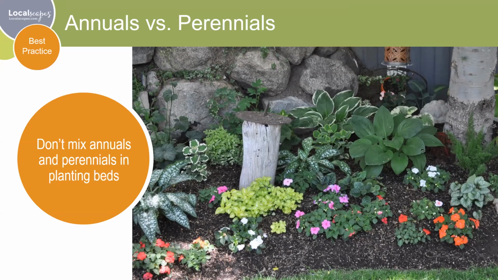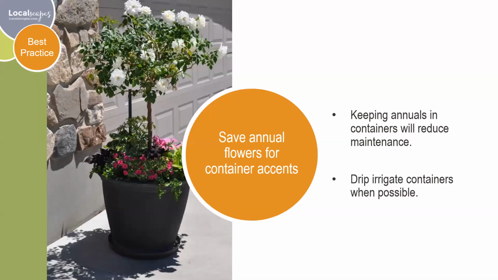And so it's best not to put your annuals mixed into your perennials in planting beds, and to put them in containers instead, so that they can get the amount of water that they need. And then you can even run drip irrigation to those containers so that you can control that water more easily. Putting them in containers also helps to reduce the maintenance that's needed on annuals, just because that maintenance is a little bit higher than it is for perennials.